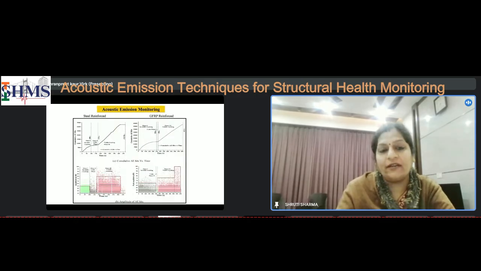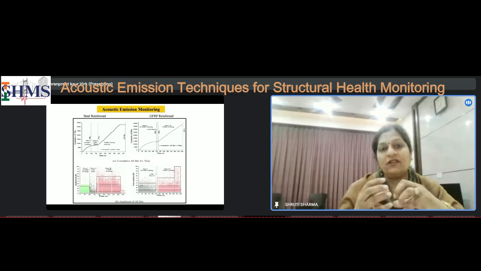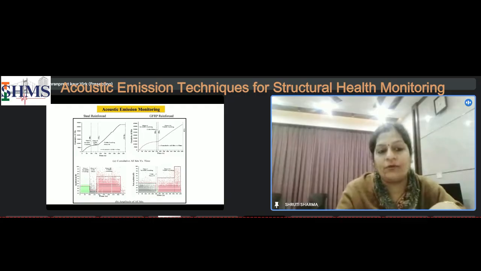So this is the AE activity recorded for the two types of beams. If we compare the AE activity, the number and amplitude of AE hits is larger in GFRP. It has a larger load carrying capacity but a lower modulus. But then it fails by sudden cracking, and that is also picked up by acoustic emission monitoring, or AE technique.